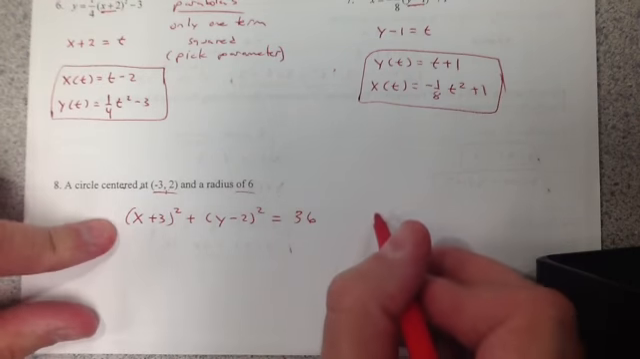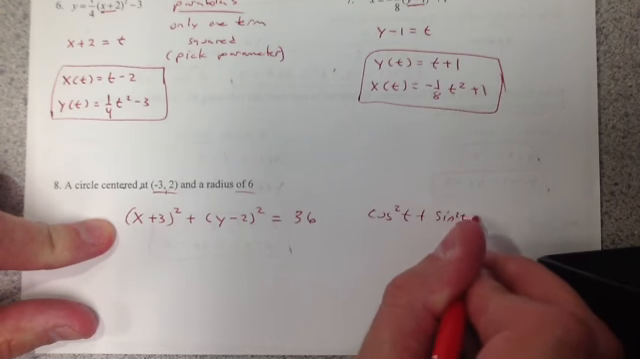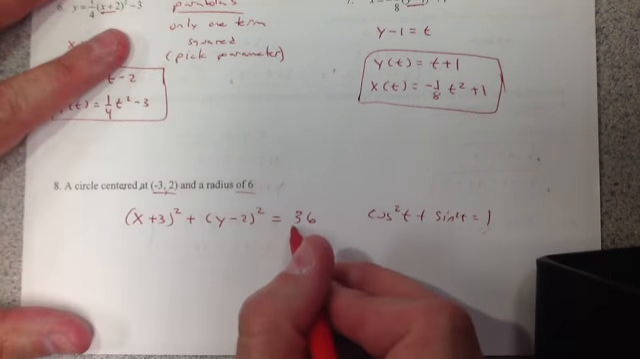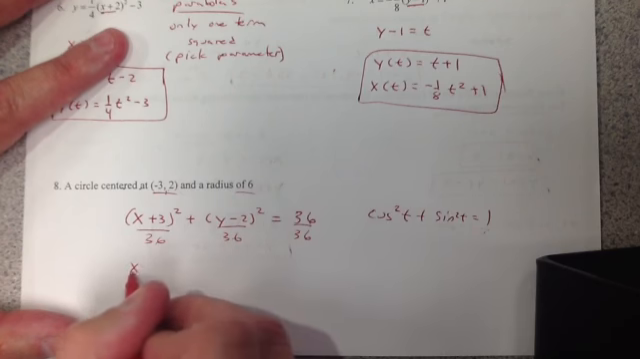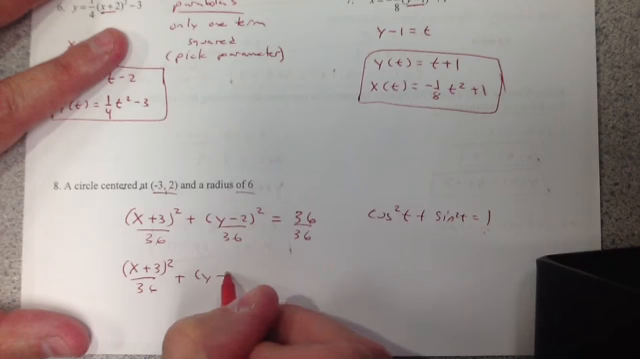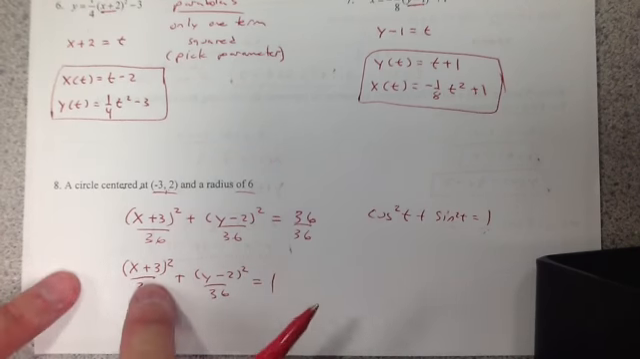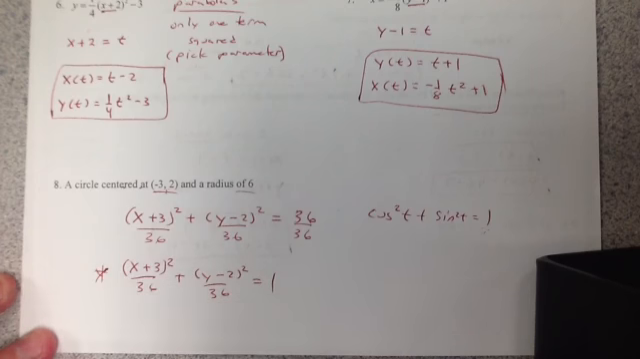Now, we want cosine squared of t plus sine squared of t equal to 1. It has to equal 1. Very important. So to get equal to 1, we're just going to divide everything by 36. And we get this. X plus 3 squared over 36 plus y minus 2 squared over 36 equals 1. Alright, so take a minute and convert this just like numbers 4 and 5 above and convert that to parametrics, and we'll take a look. We'll finish this one up tomorrow and then go into part 2 and we'll finish this lesson up, okay?